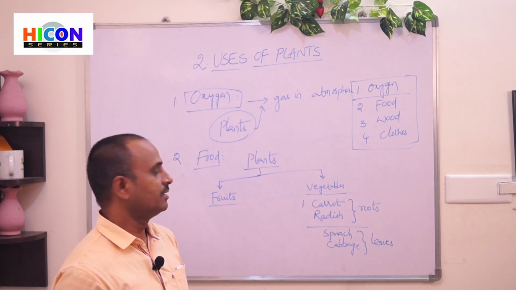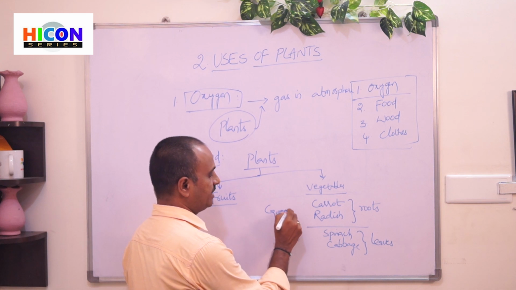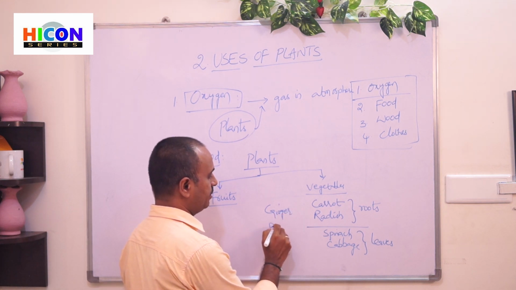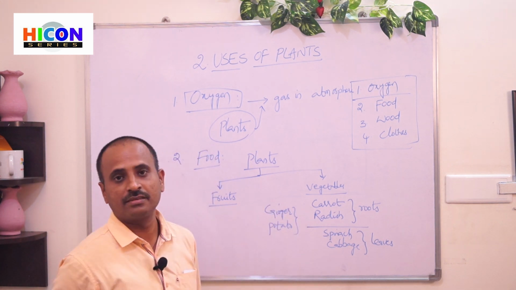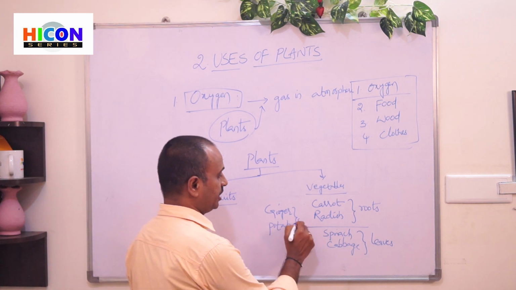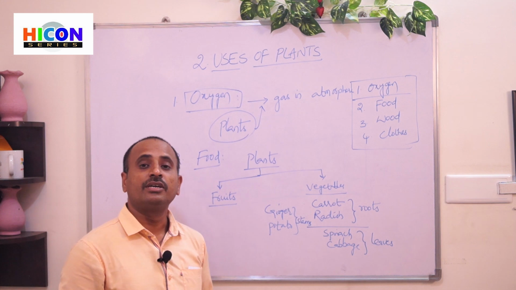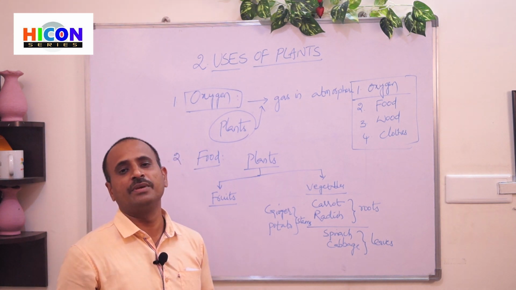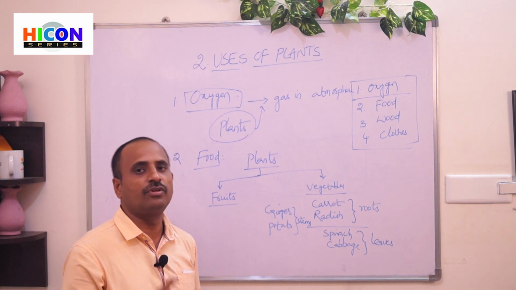And some plants like ginger and potato, these are the stems of the plants that we eat in our food items. So these are the stems of the plants. In this way, we will eat different parts of the plant. That means every part of the plant will be used as food.